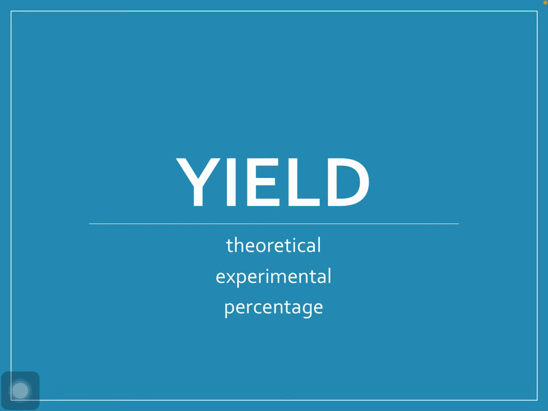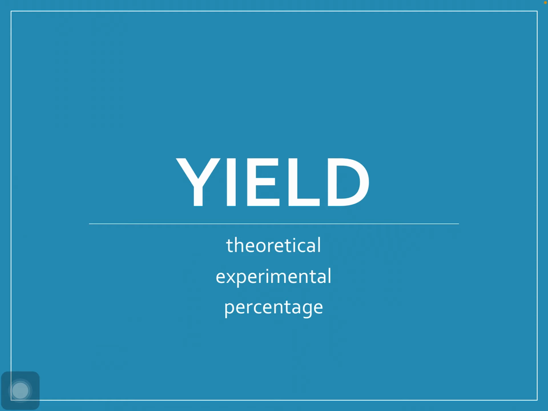In this lesson, we're going to talk about different yields. Up until now, we have been calculating, based on a certain amount of reactant, how much product would be produced. And that is our theoretical yield. So in theory, as we do some calculations, what would we expect to end up with?